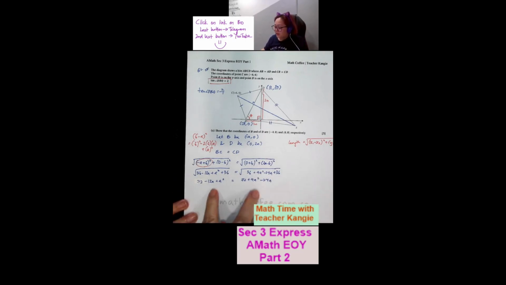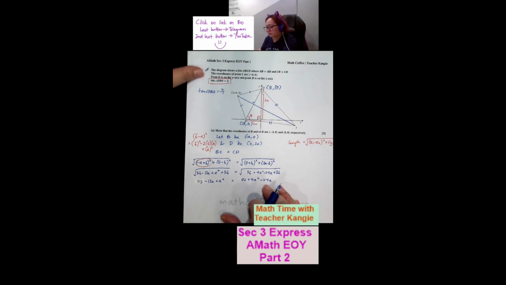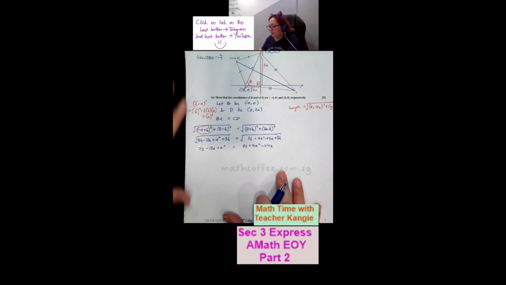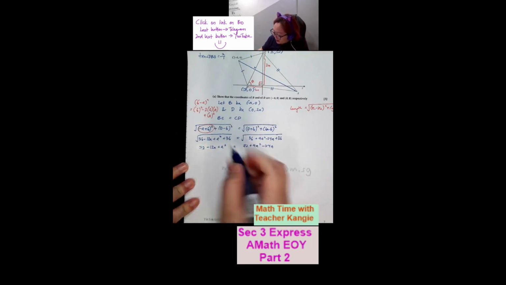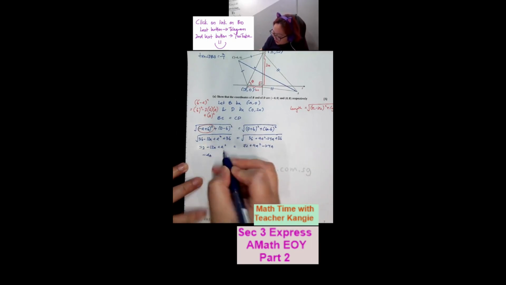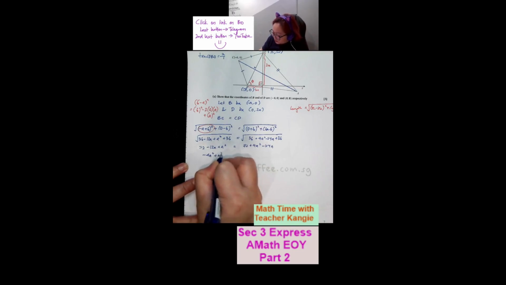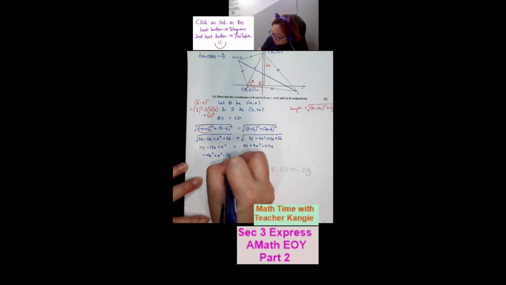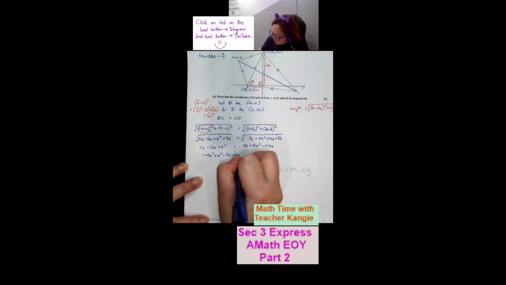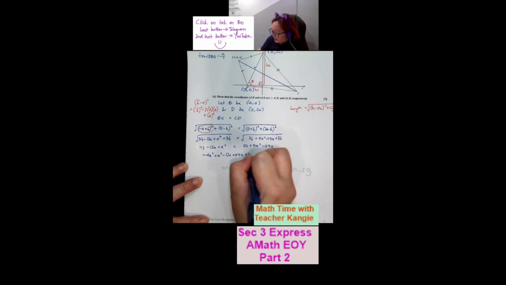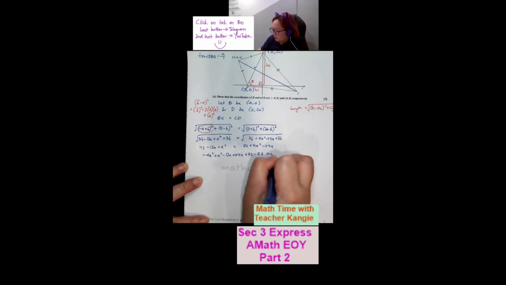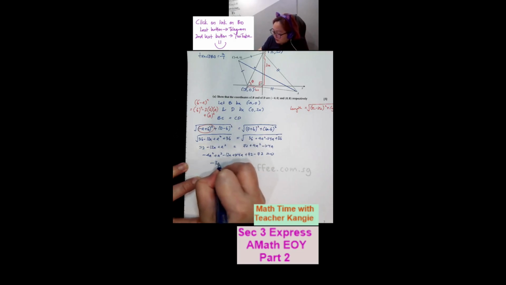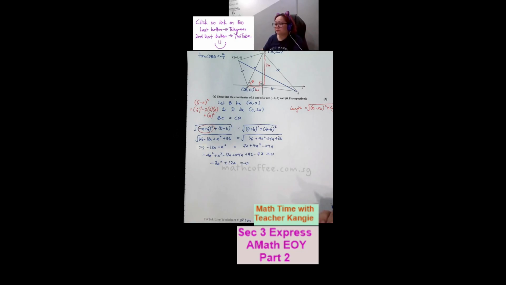So now, because we see that it's a quadratic equation, we're going to bring everything to the left hand side. Okay, for a quadratic equation, bring everything to the left hand side. So now I have minus 4a squared plus a squared minus 12a plus 24a plus 72 minus 72 equals 0. Minus 3a squared plus 12a equals 0.